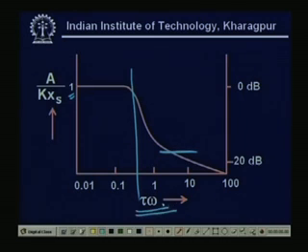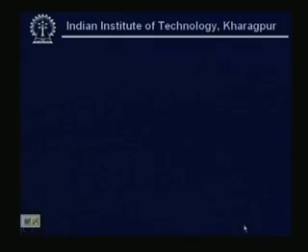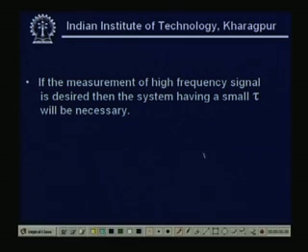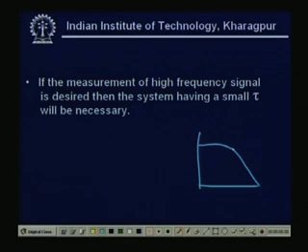So, omega tau has a lot of influence. Now, if the measurement of a high frequency signal is desired, then a system having a small tau will be necessary. Quite obvious, because we have seen that the response falls down. So, if I want to take the response at a higher frequency, I must use a small value of tau, so that omega tau will not be large and I can accommodate my frequency in this region.